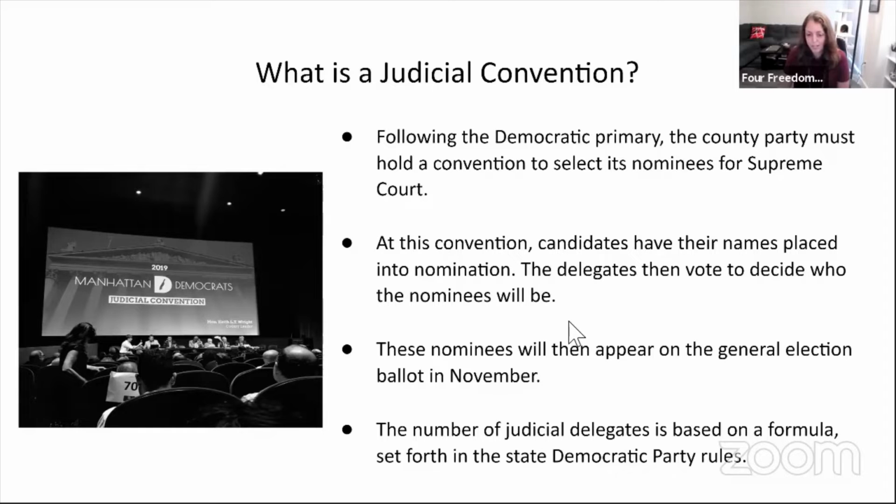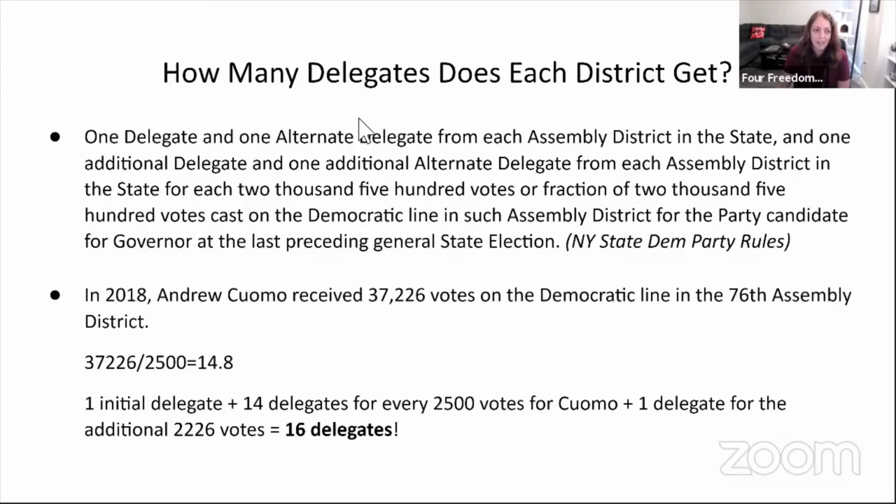It was set forth in the state Democratic Party rules. So the rules say that we get 1 delegate and 1 alternate from each assembly district, plus an additional delegate and alternate for every 2,500 votes, or fraction of 2,500 votes, cast on the Democratic line in such an assembly district for the party candidate for governor at the last preceding general state election. It is a mouthful.